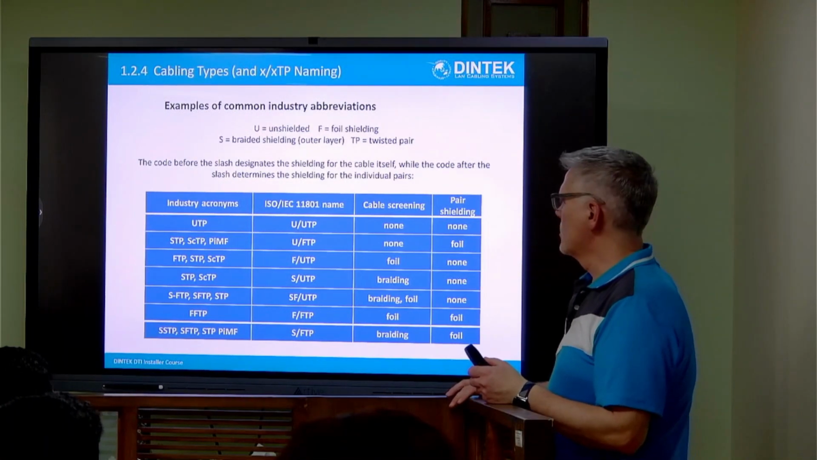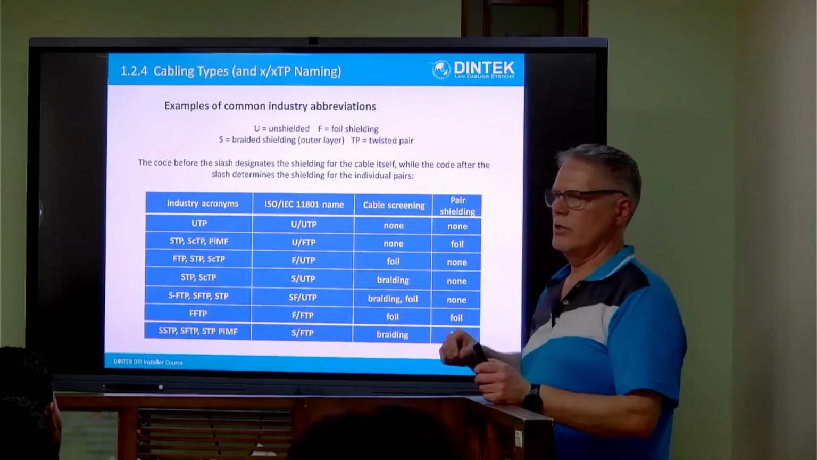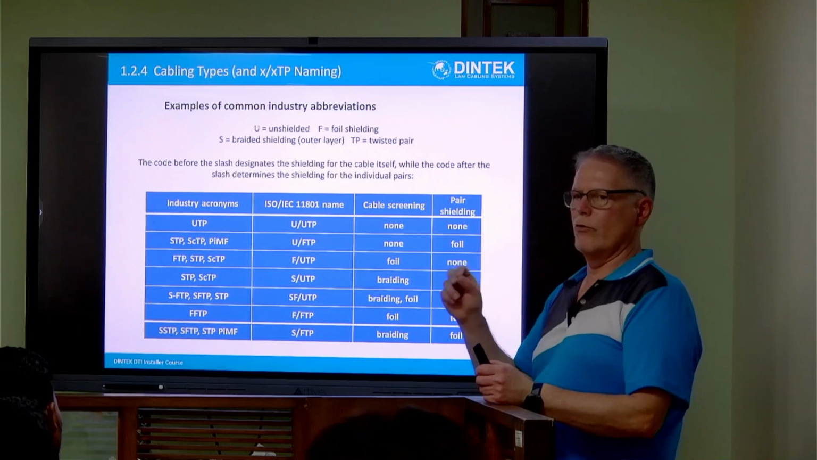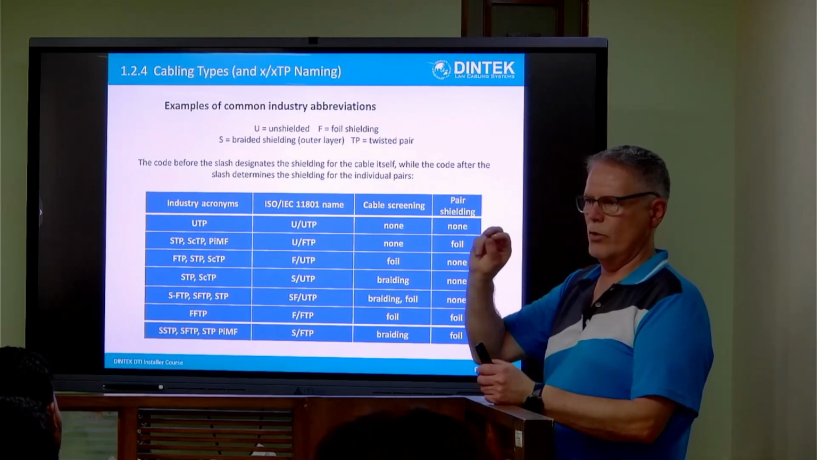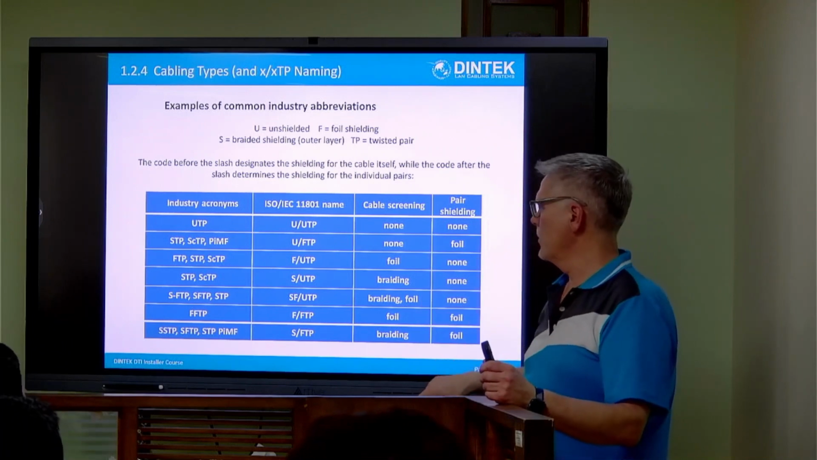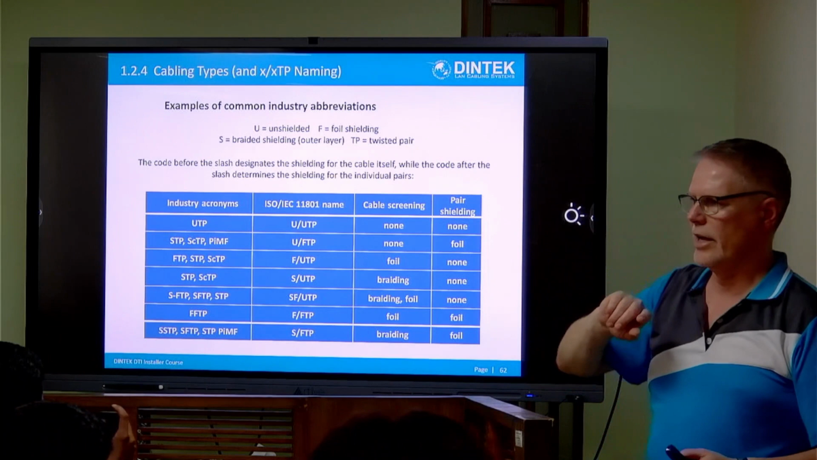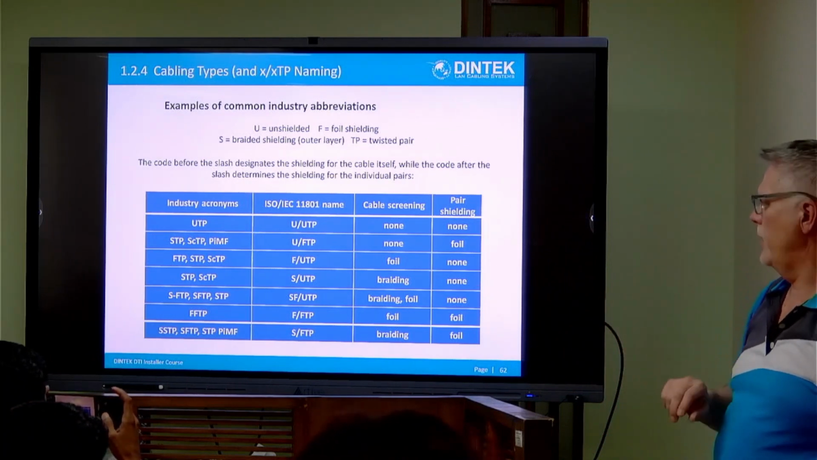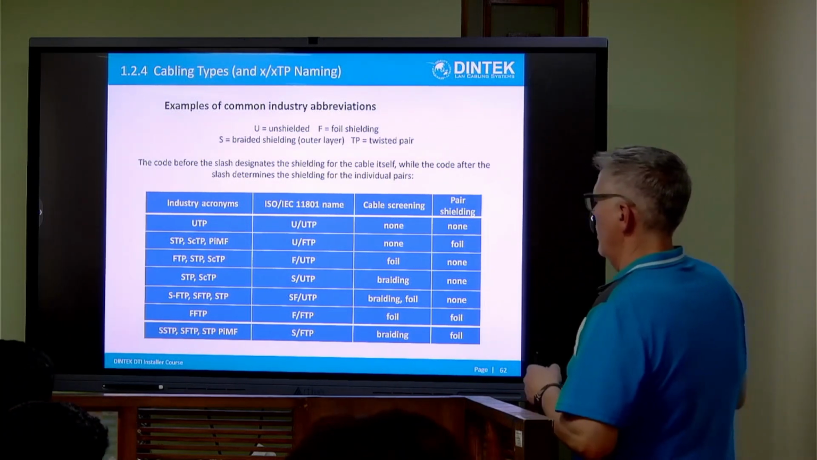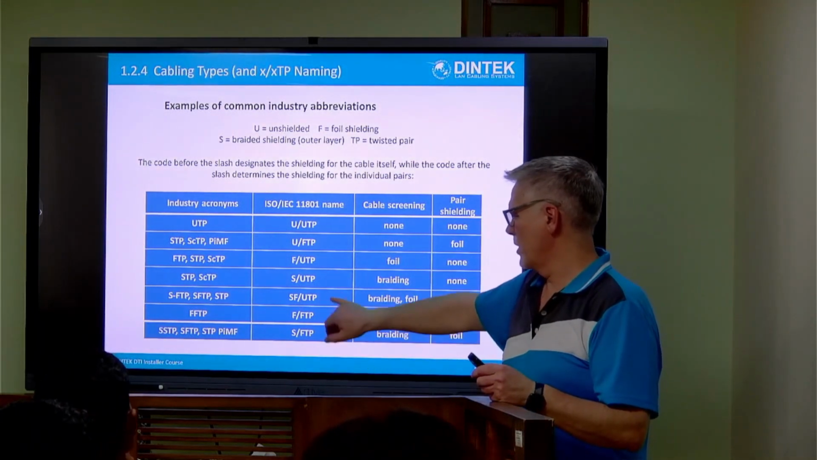Inside that we have different variants. We have foil around each pair, but nothing around the entire cable. Then we have things like F/UTP, which is a foil around the entire cable, but nothing around the individual pairs. We get a couple of different types of shielding, but that doesn't really get used much.